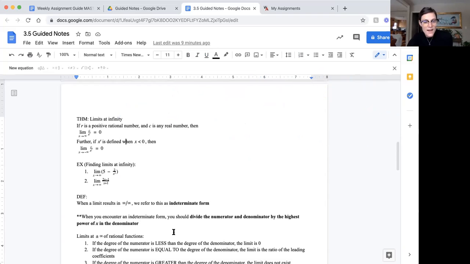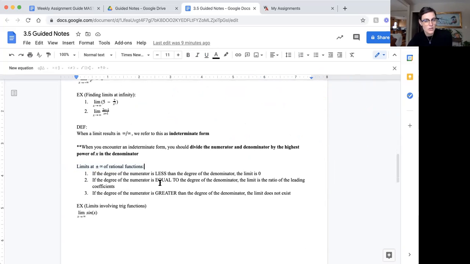And then we have limits at plus or minus infinity of rational functions. And this is literally the key to the whole lecture. So this is all your homework problems right here, basically. If the degree of the numerator is less than the degree of the denominator, your limit's 0. If the degree of the numerator is equal to the degree of the denominator, the limit's the ratio of the leading coefficients. And if the degree of the numerator is greater than the degree of the denominator, the limit doesn't exist. Memorize those 3 things and you will be able to evaluate infinite limits of rational functions all day, no problem, in like 2 seconds.